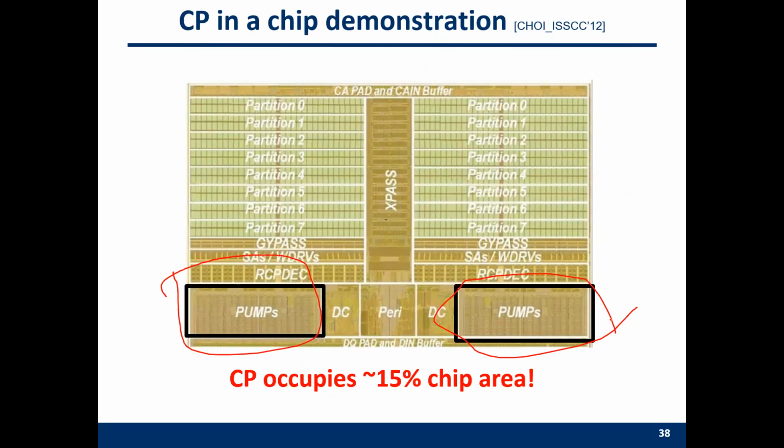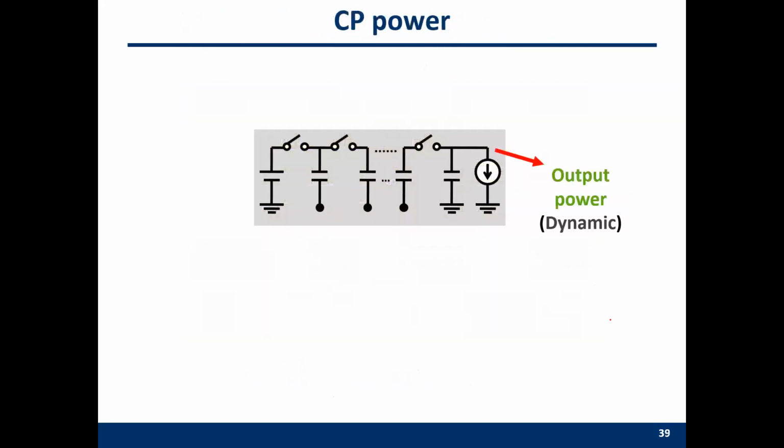It occupies 15% of the chip area. So we call the output of the pump the dynamic power. This is the useful power, because we use the output power to do the reset and the set. And we call the power the pump gets from the power source the input power, which of course is the total power. And there is a difference between the input power and the output power here.